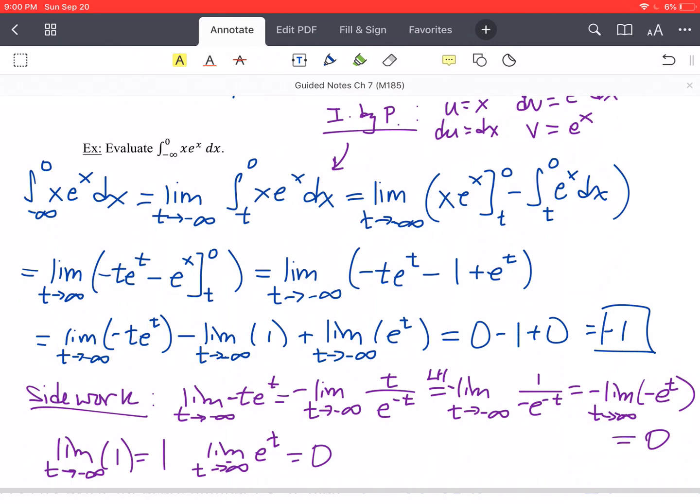Okay, so we get that the area under the curve from negative infinity up to 0 for x e to the x is negative 1. Which, if you remember, just means it's mostly under the x-axis. That's how we get negative areas involved in integration. Okay, so that is improper integrals of type 1.